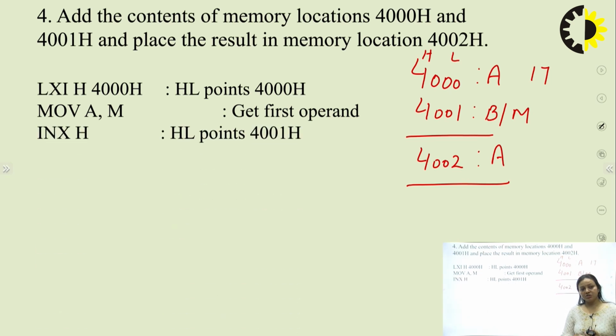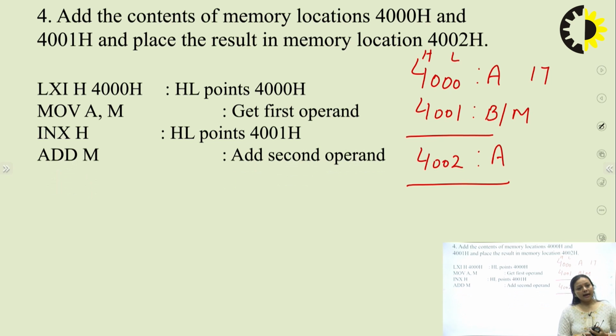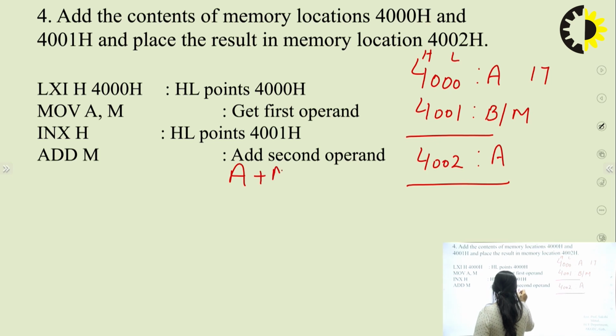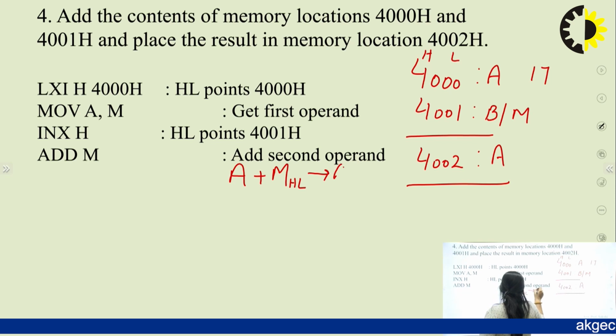Then INX H, increment the HL pair by 1. So HL was having 4000, I increment it by 1, it becomes 4001. Then I write ADD M. ADD M says that you have to add the contents of the accumulator with the contents of memory as pointed to by the HL pair and store the result back in the accumulator.